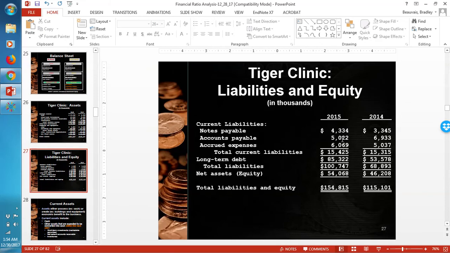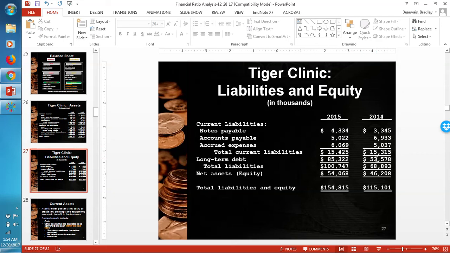So as we look at the liability side of our balance sheet, we see current liabilities, notes payable, not that large of a jump. We actually see a decline in accounts payable, which is a good news story. We have less on account that we have to pay out to vendors, and a little bit of growth in our accrued expenses, nothing too out of the ordinary.